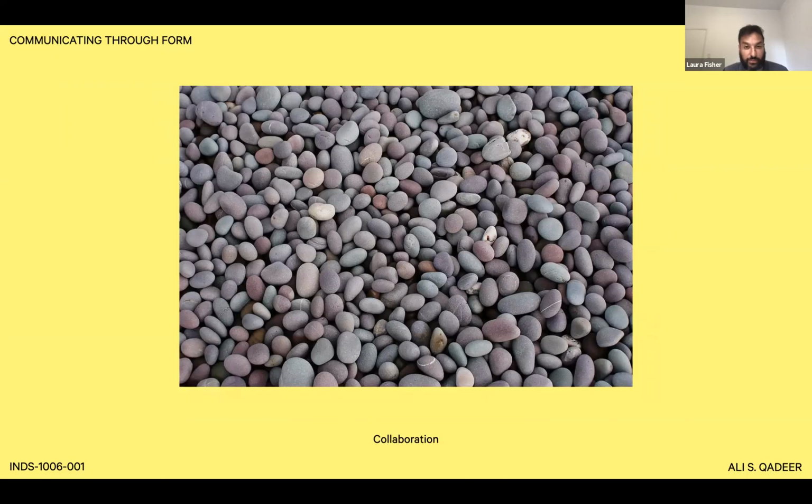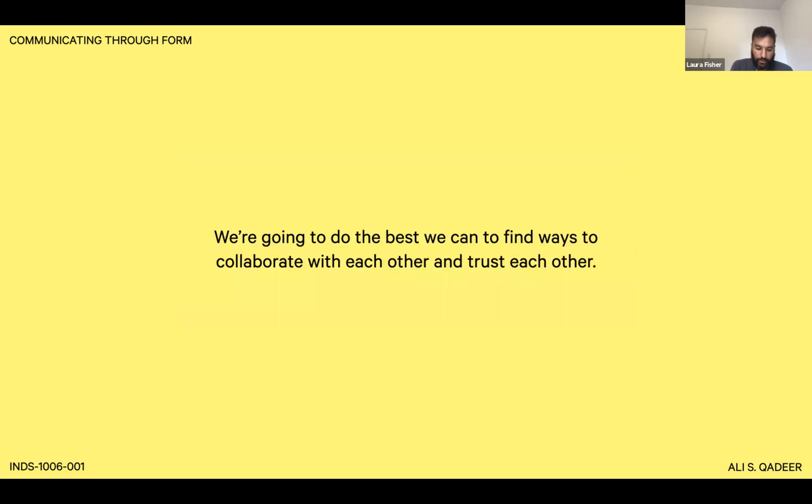This is an image of a bunch of pebbles from Cape Breton. The reason why I use this image is because I think that there's a great metaphor here, that the stones on the beach are smoothed out from constantly being knocked against each other. There's a term coined by Professor Victor Sogan-Hori known as mutual polishing. And that's what I think Art and Design University is about, is mutual polishing. As much as you have things to learn from instructors like me, you have more to learn from each other. We're going to do our best to find ways to collaborate with each other and trust each other.